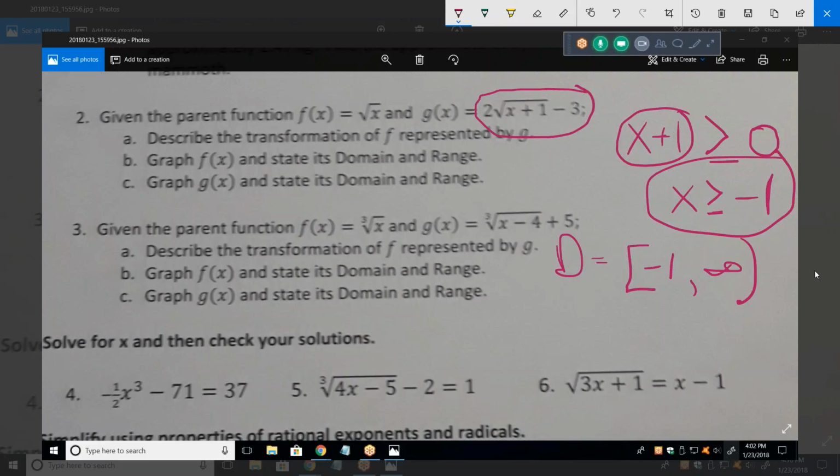Okay. Now, let's think about the range. When we're talking about g of x, again, this isn't going to affect it. That might affect it. What primarily is going to affect it is that. What does that have to be? What does the square root of x plus 1 have to be?